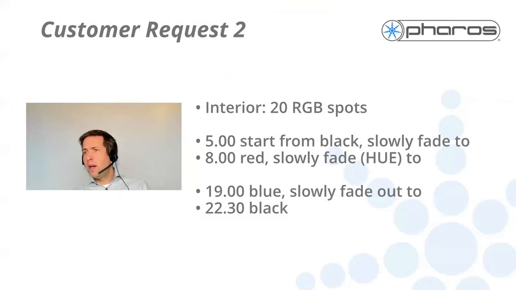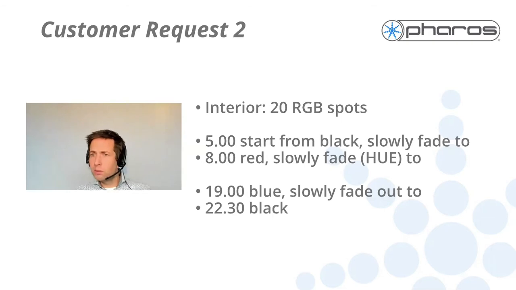Now, a second question. We have another customer, same type of installation, 20 RGB spots. At 5 o'clock in the morning, he wants to slowly fade up to red, where at 8 o'clock, it should be red. At 7 o'clock, it should be blue. And at 10:30, it should be black again. Let me open up this show file, project file, I should say. One second. Here we go.